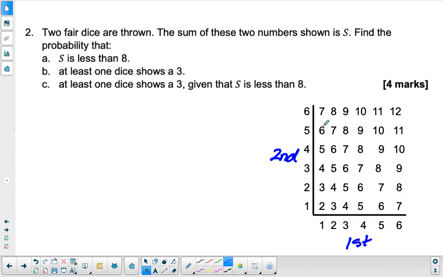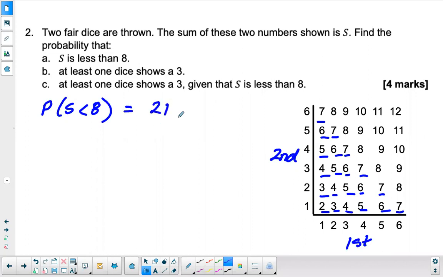So we are looking for anywhere where the sum of the 2 dice is less than 8, and that is all of those items that I've underlined, which is 21 out of 36, which will simplify to 7 out of 12.